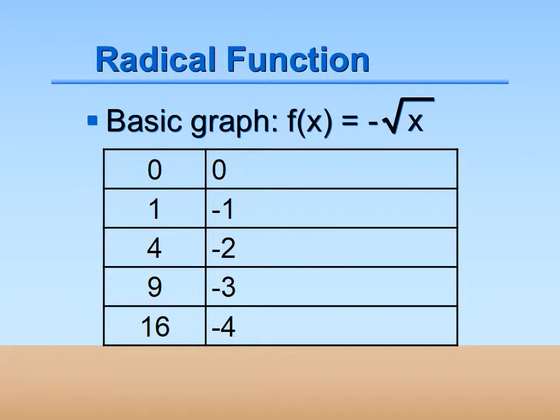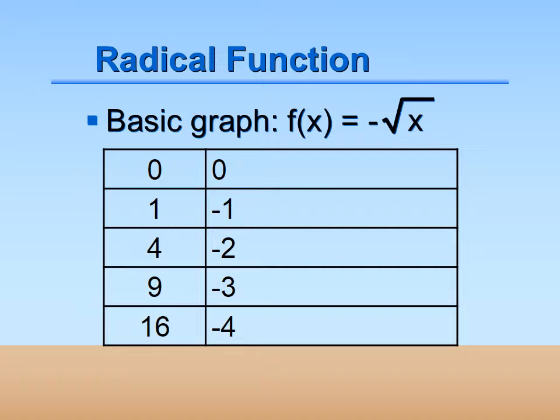What about the function f of x equals negative square root of x? So our table changes a little bit because the square root of 1 is 1, but then we have that negative in front. So negative times 1 is negative 1. The square root of 4 is 2, but then it becomes negative 2. The square root of 9 is 3, but negative 1 times 3 is negative 3. And then the square root of 16 is 4, but the negative of that will be negative 4.